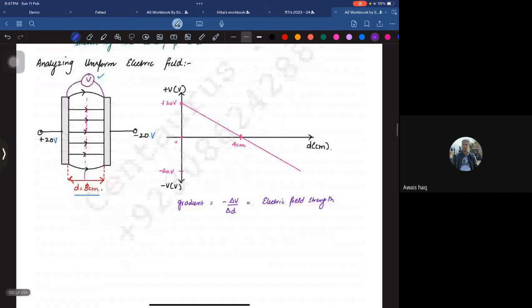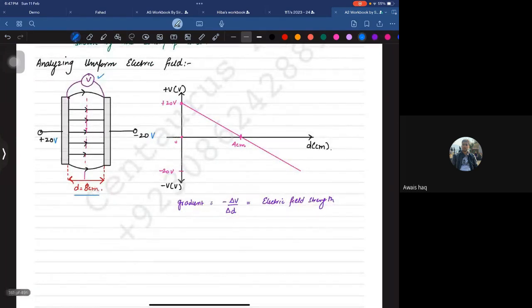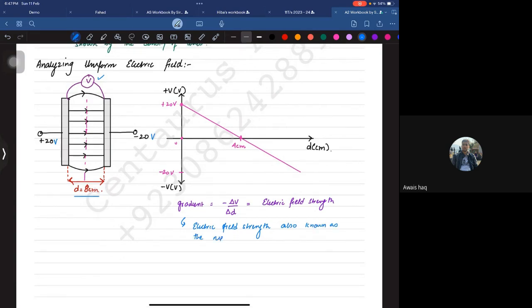Hence we would learn from this point that electric field strength is also known as the negative potential gradient. Samir late, very bad. This is what you should always remember. This is another definition of electric field.